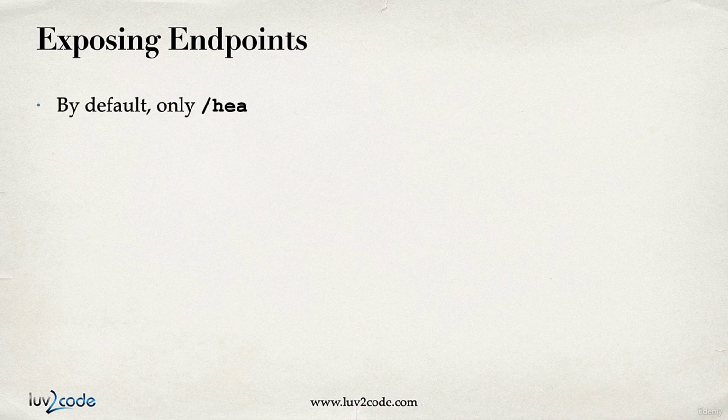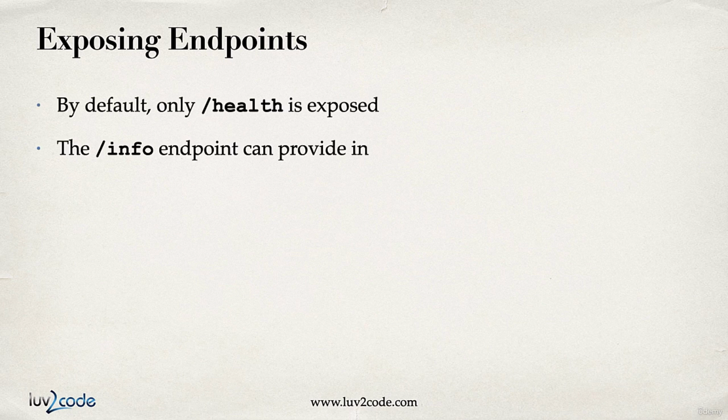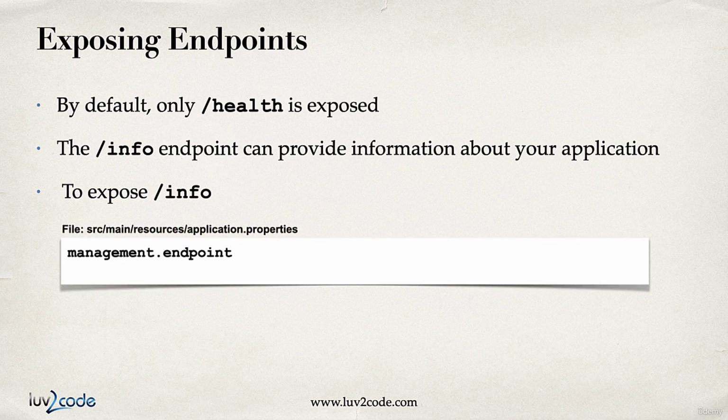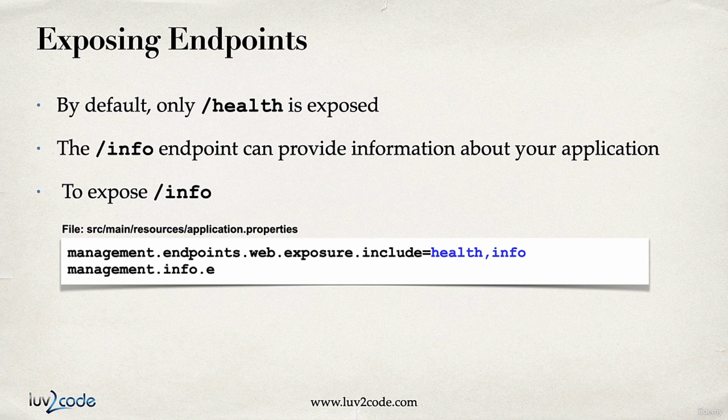Now by default, only /health is exposed. The /info endpoint can provide more information about your application. You can actually customize it. Now to expose /info, you need to make an update in the application.properties file. For this property here, management.endpoints.web.exposure.include equals health, info. We're simply giving a comma delimited list of endpoints to expose. Also, we'll set the property here for management.info.env.enabled equals true. And once we set these two items up, then this will expose the /info endpoint.